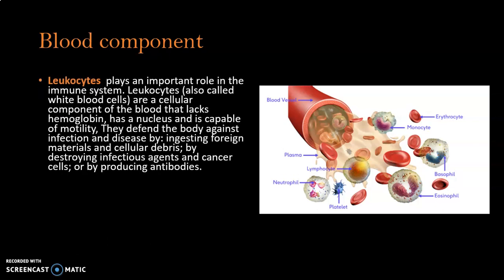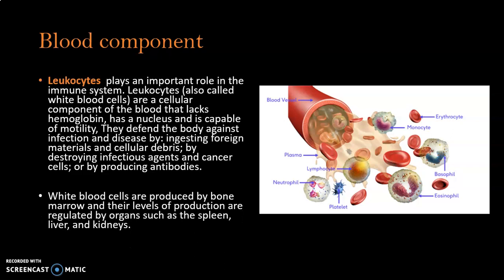The leukocyte plays an important role in the immune system. Leukocytes, also called white blood cells, are the cellular component of the blood that lacks hemoglobin, has a nucleus, and is capable of motility. They defend the body against infection and disease by ingesting foreign materials and cellular debris, by destroying infectious agents and cancer cells, or by producing antibodies.